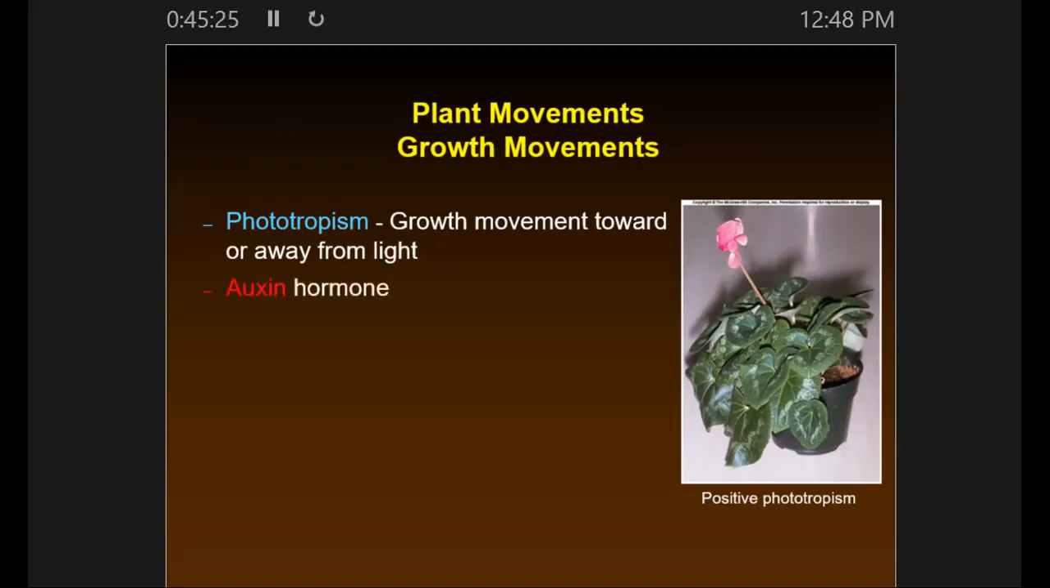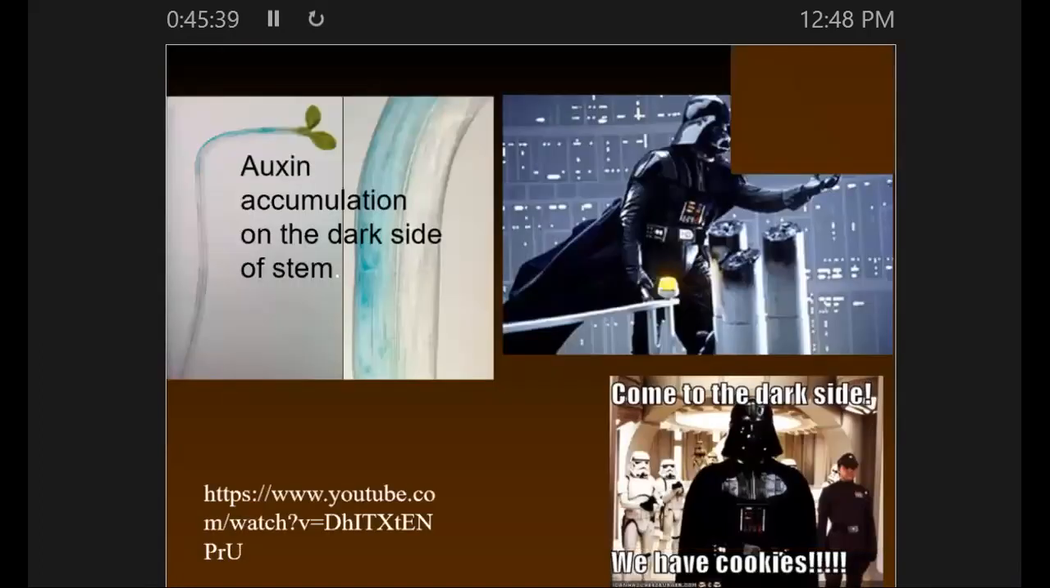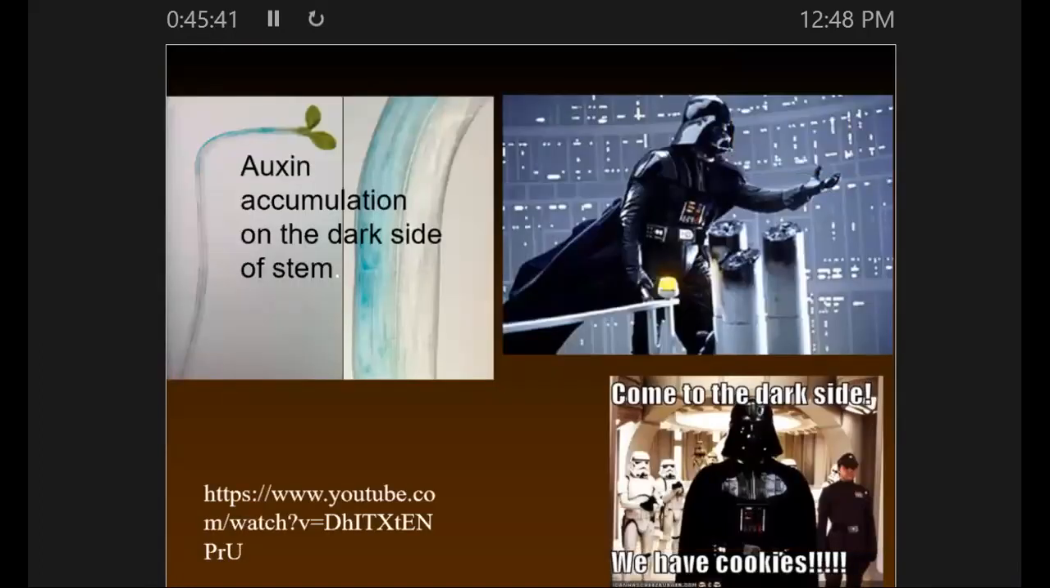So Charles Darwin and his son figured out that something's going on at the shoot tip, and it's coursing down the stem, and it's causing this phototropism. And what they finally figured out, Charles didn't do this, it came later, was that auxin is moving to the dark side of the stem.